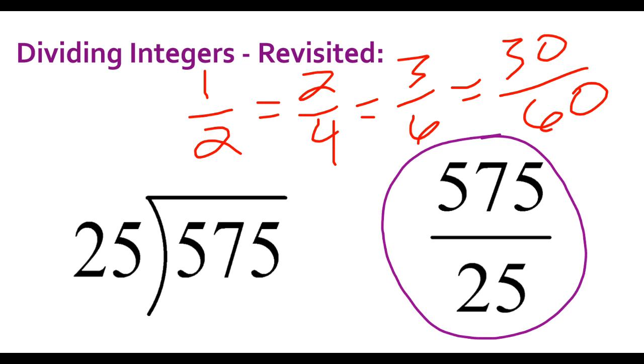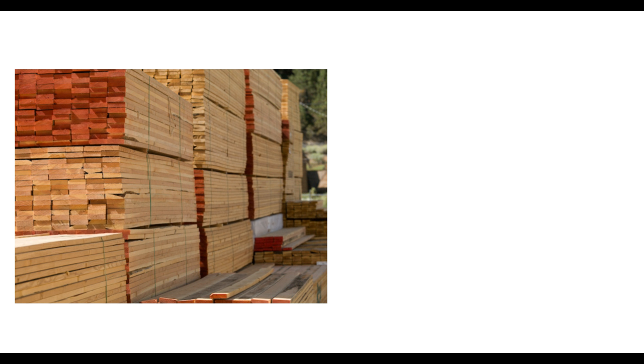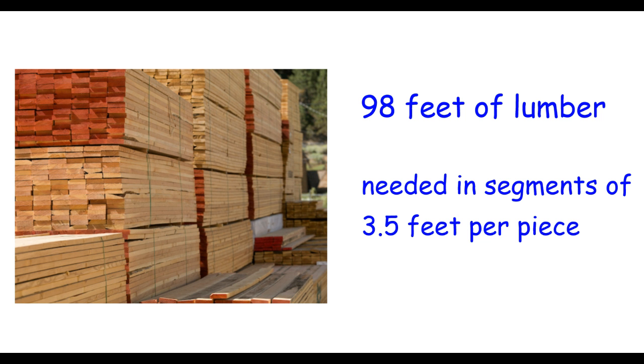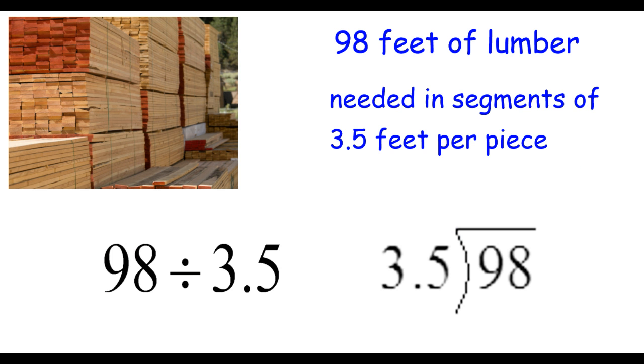So let's go ahead and look at an idea that we might actually come up against. Let's say we have a whole bunch of lumber. In fact, we have 98 feet of lumber. But what we need is not 98 feet of lumber. We need 98 feet of lumber in segments of 3.5 feet per piece. So we need to split this 98 feet down into segments that have 3.5 feet per piece. And if we're going to take a big group of things like that and split it down into smaller pieces, of course, that is division. So we're going to need to do 98 divided by 3.5 to find out how many different pieces it is that we're going to need.